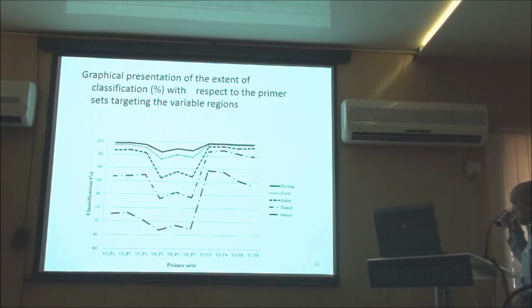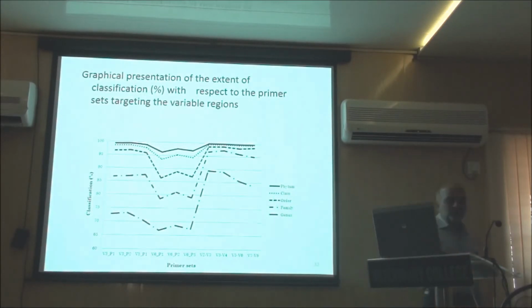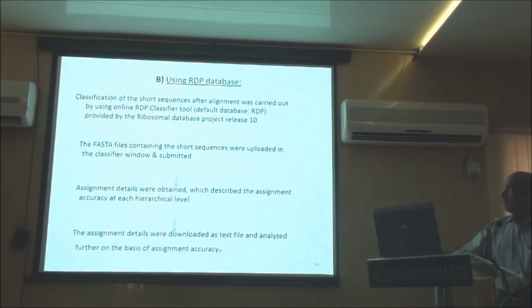As expected, in this study we found that when you are using a single primer pair, a single region, the V3 region gives you the better taxonomic assignment. When you are using two hypervariable regions, a combination of V2, V3 or V3, V4 gives you better taxonomic resolution up to the genus level. You can see here it goes up to almost 90%. The combination of V2, V3 and V3, V4 gives you better taxonomic assignment.